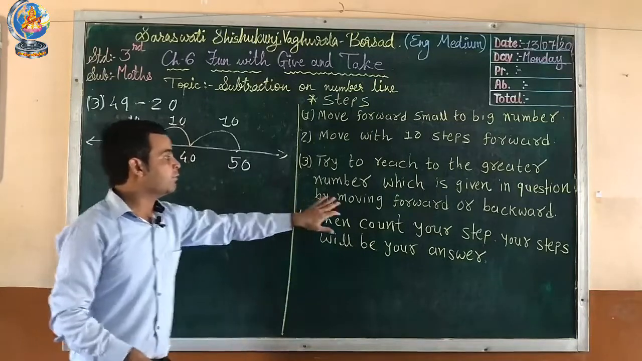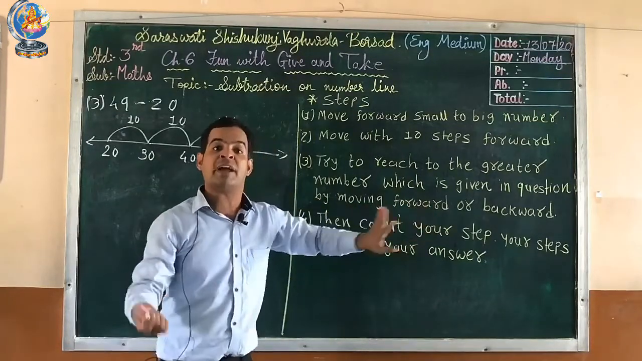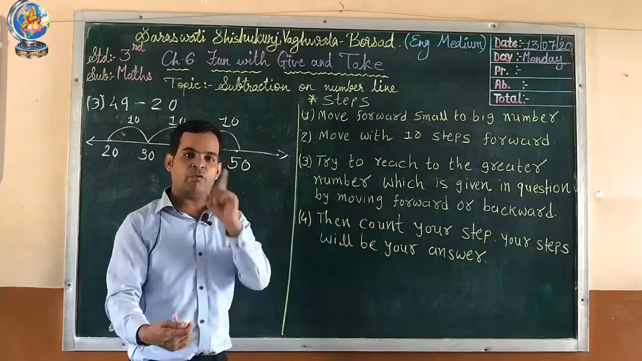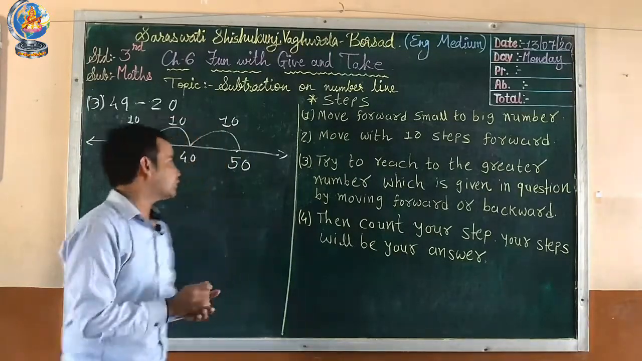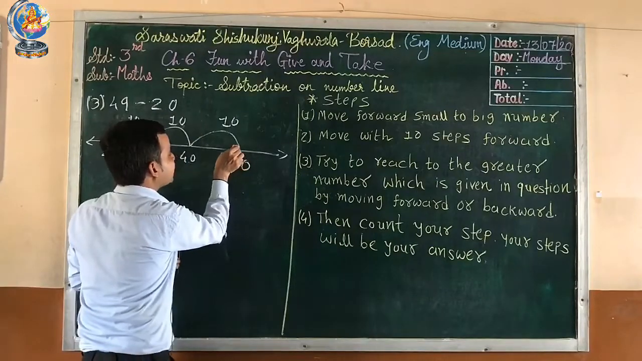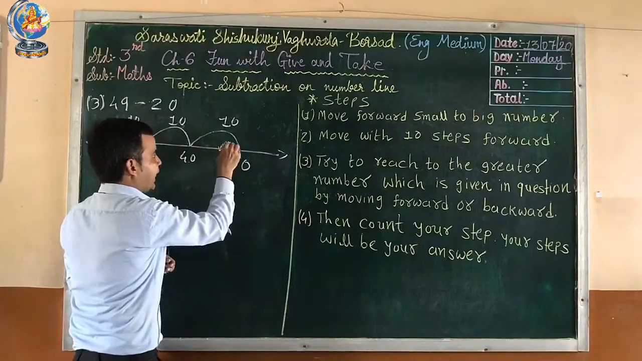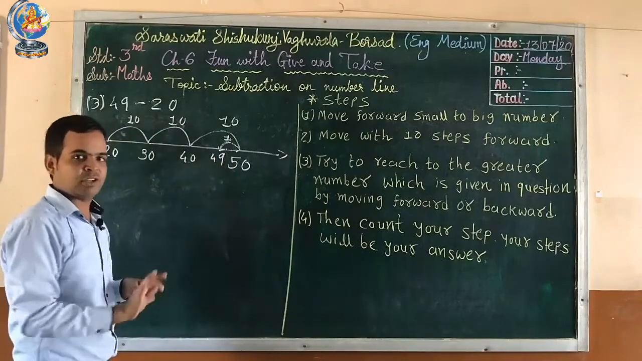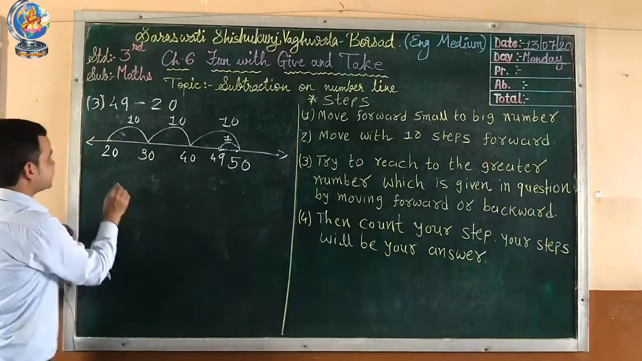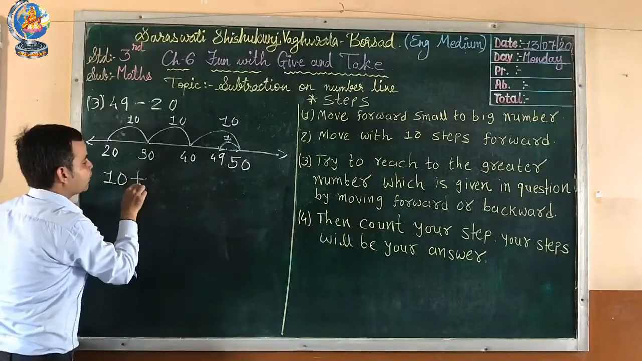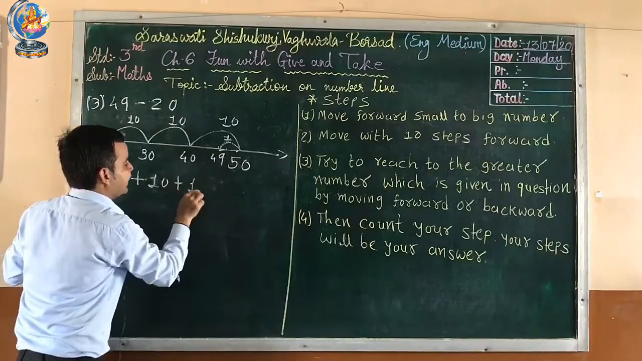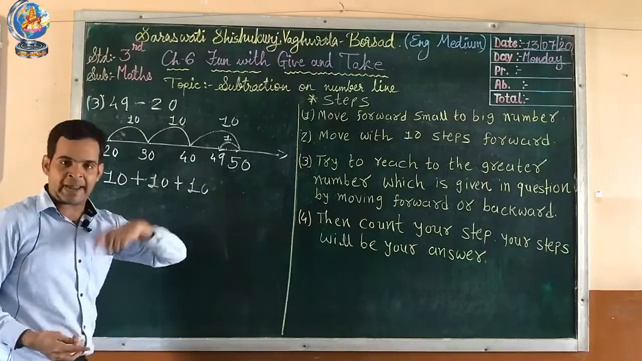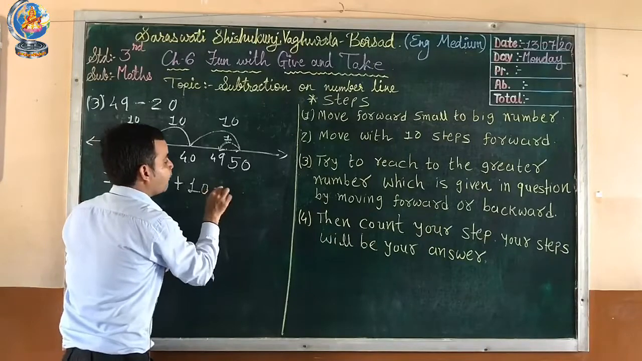So do we have to move forward or backward? We have to go backward, right? And how many steps? One step back. If I go one step back, here we can write 49. So how can we write the answer? We go 10 plus 10 plus 10, which means we reach 50. Then we come one step back, so we have to write minus 1.